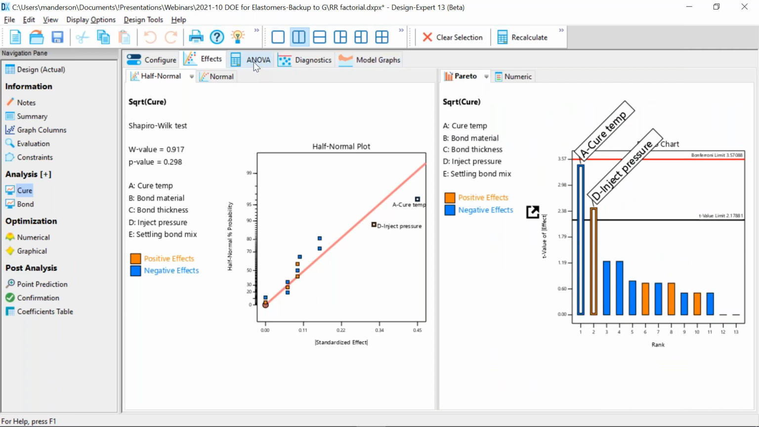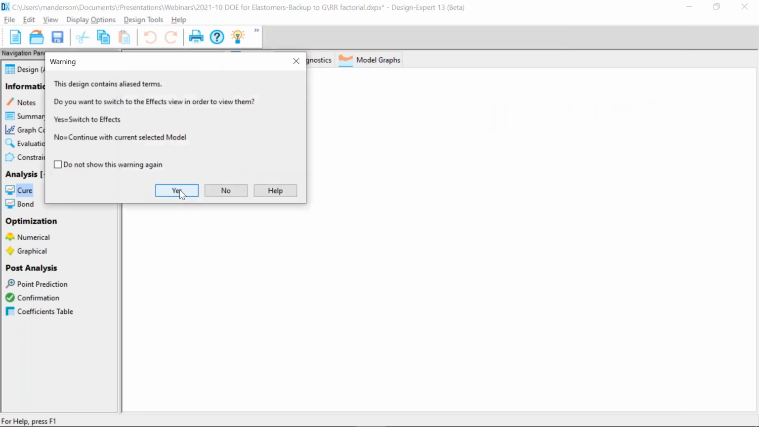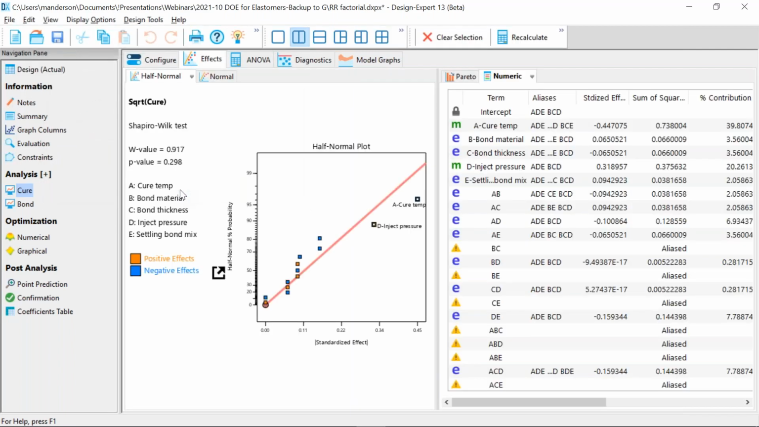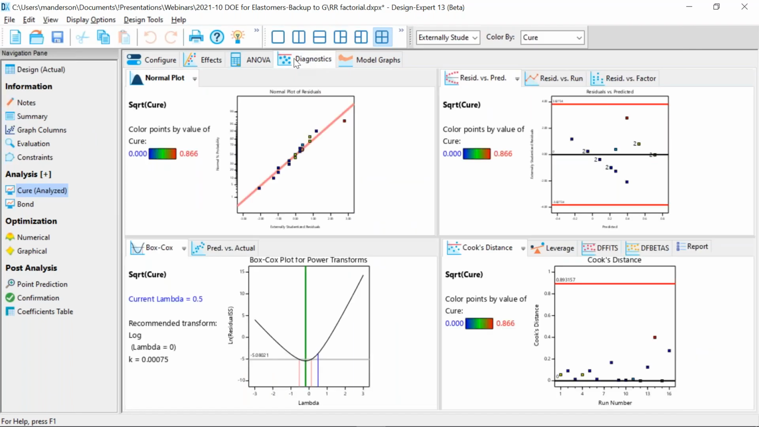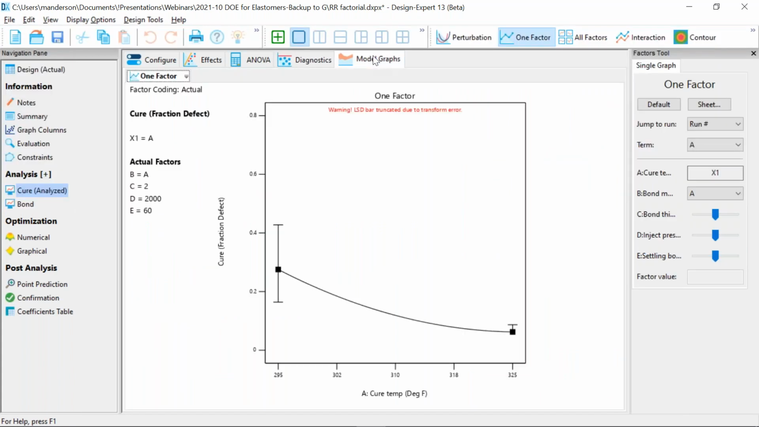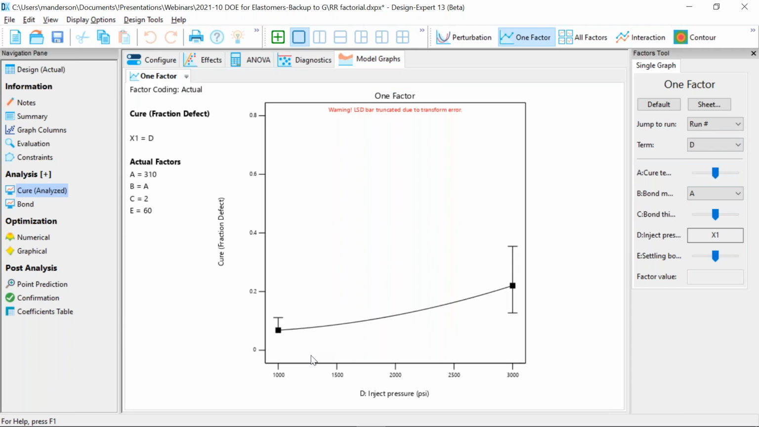So if you were to send this data to me or to our stat help at statease.com, we would help you with the results. And maybe we would see our way clear, with your agreement, that the injection pressure also makes sense. And so this would be the effective cure temperature. Higher cure temperature is reducing the defects, and lower injection pressure seems to be helping on the defects. So I might go that route.